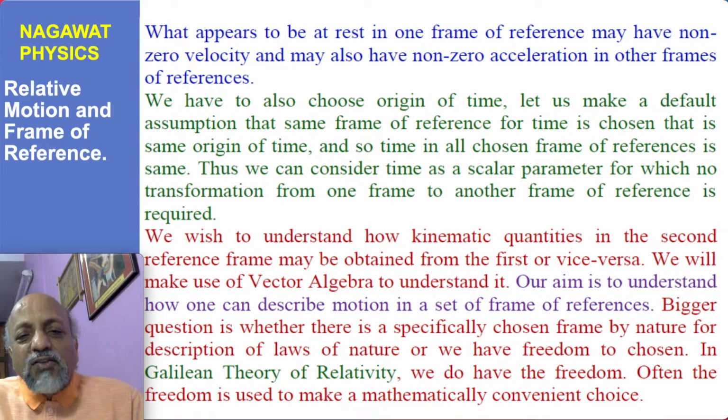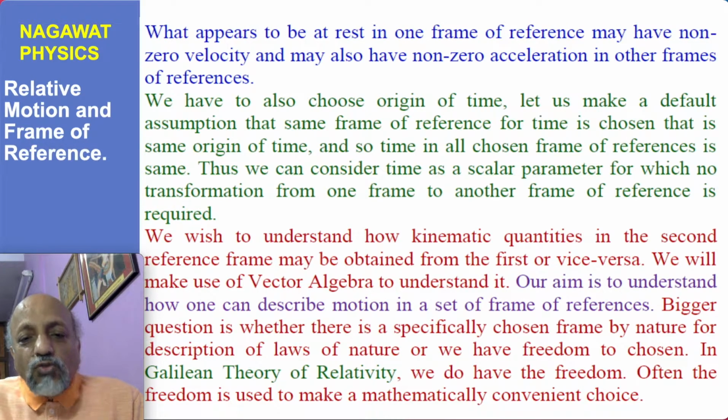So in each frame of reference, the time would be used in the same manner, and so we need not consider any transformation of time when we move from one frame of reference to another frame of reference. And when we make transformation from one frame of reference to another, we would only consider the transformation of spatial dimension and not the dimension of time. So we wish to understand how kinematic quantities which we have defined can be obtained in the second reference frame from the first reference frame, or vice versa, which means from the second reference frame how we can obtain the set of kinematic quantities for the first reference frame also.